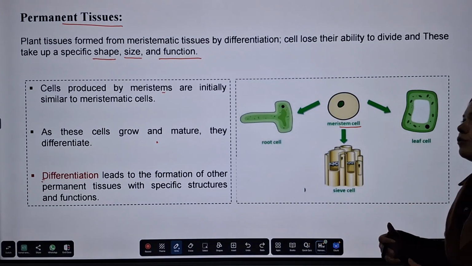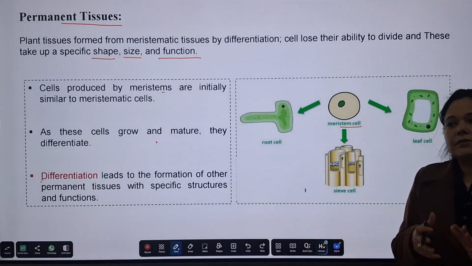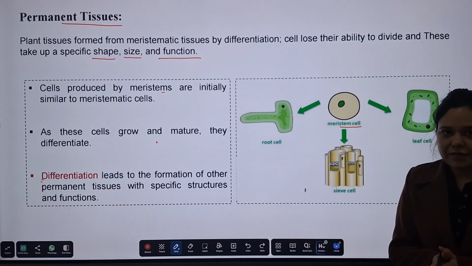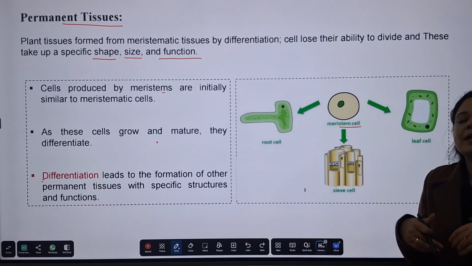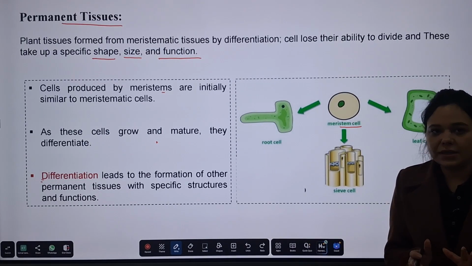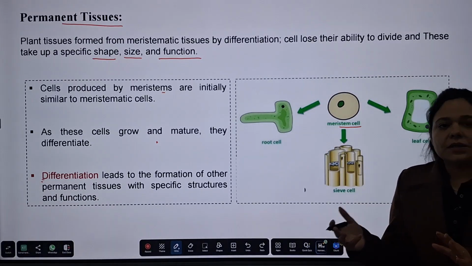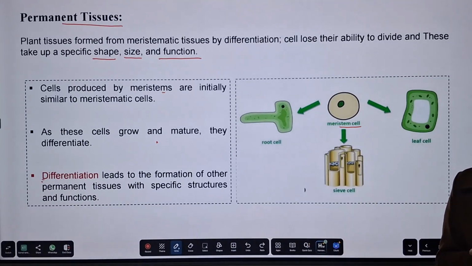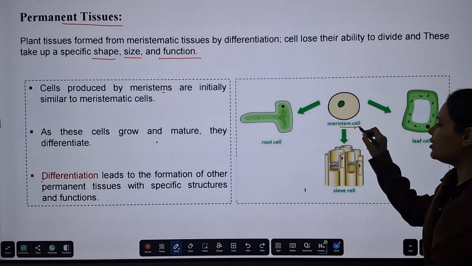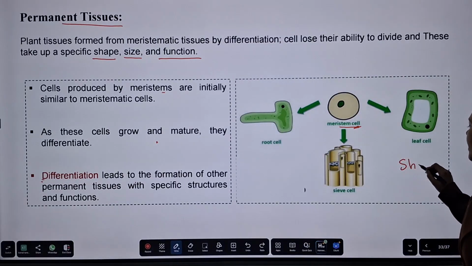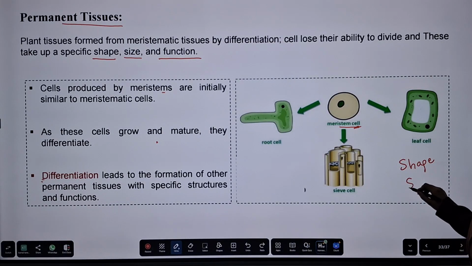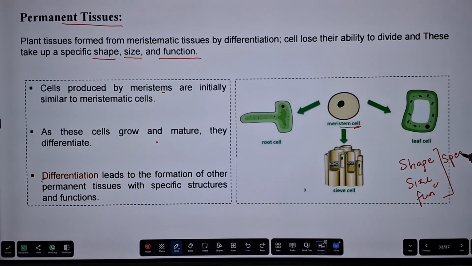Meristematic cells undergo division and form cells exactly like itself. Means those cells are also capable of division initially, but after some time they lose the capability of division, and on the basis of their location in the plant they attain a specific shape, size, and function. Then we call this cell a specialized cell or a differentiated cell.